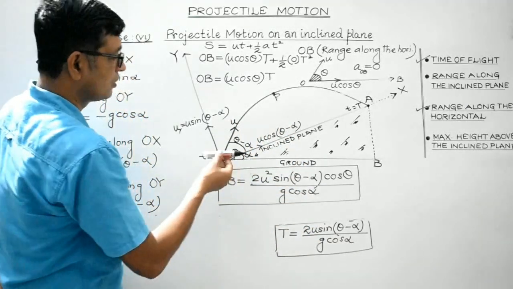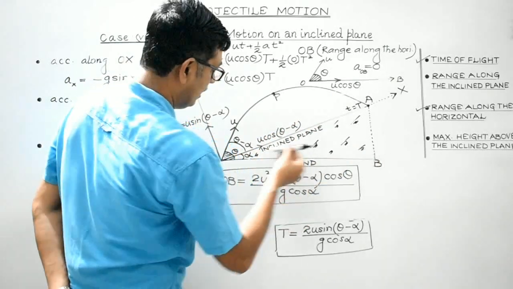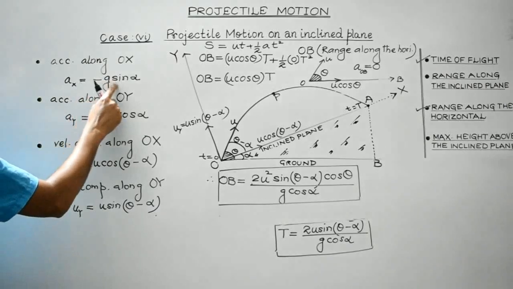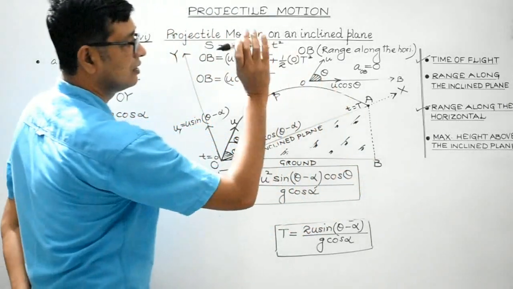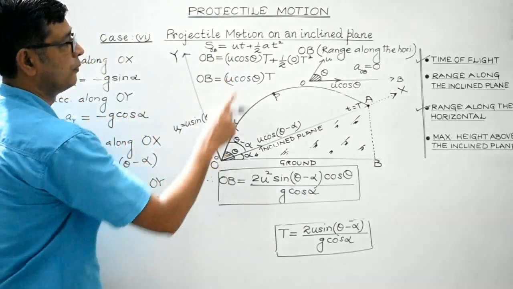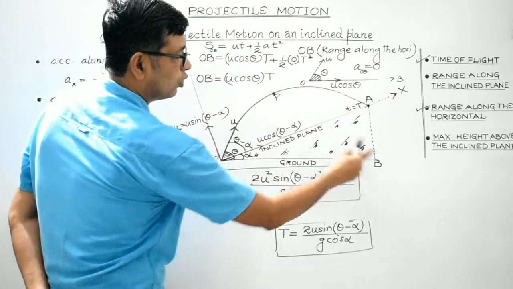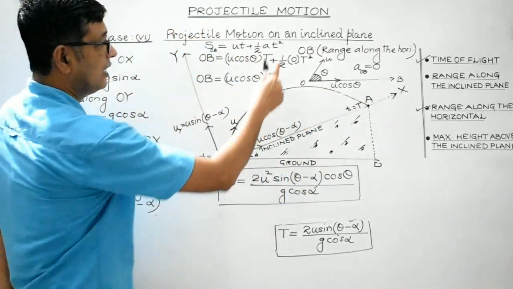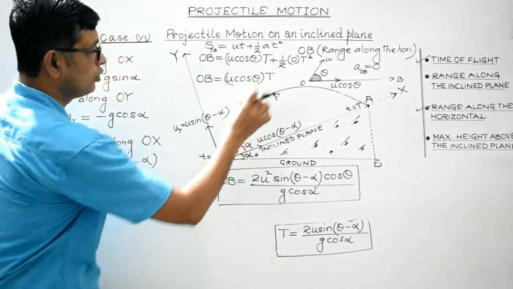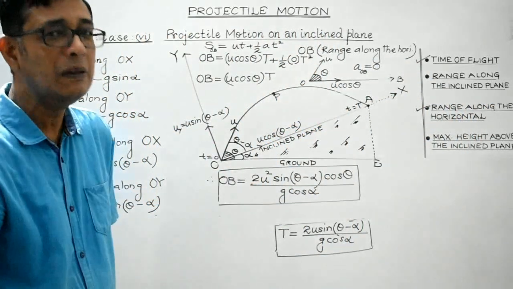Again I must repeat, I am considering the motion along OB, along the ground, right? Range along the horizontal. Horizontal means along the ground, OB. Along the direction OB, the acceleration is 0. Acceleration along OX is not 0. It is equal to minus g sine alpha, right? But along the ground OB, it is 0. So here we have made use of the second equation of motion along the horizontal, along OB. So u, that is the velocity component along the ground, would be u cos theta. Total time taken by the projectile to reach from O to B will be capital T, the time of flight. And a is 0 along OB. So we get OB is equal to u cos theta multiplied by capital T. So simply you need to substitute this value of T over here and you will get the expression for OB, which is the range along the horizontal. So this is the second important formula, right?